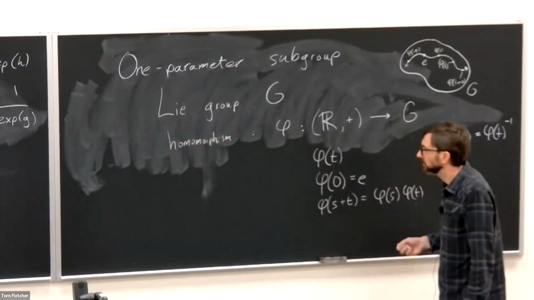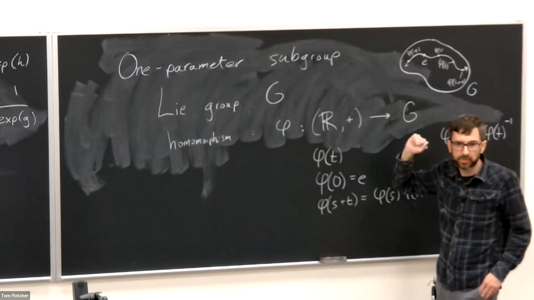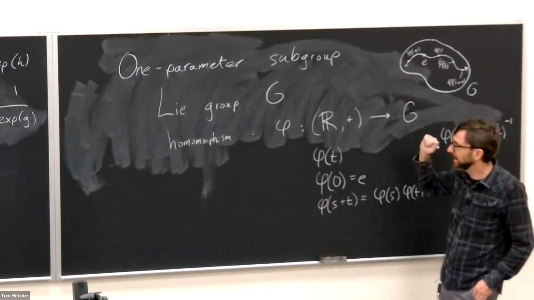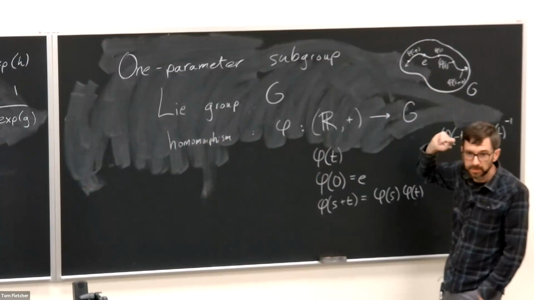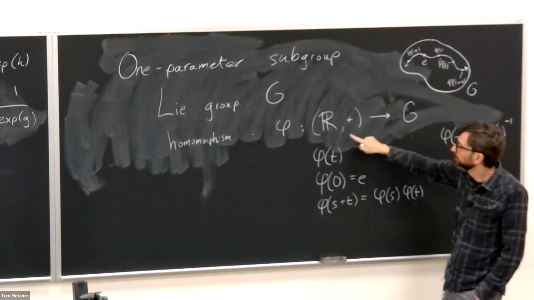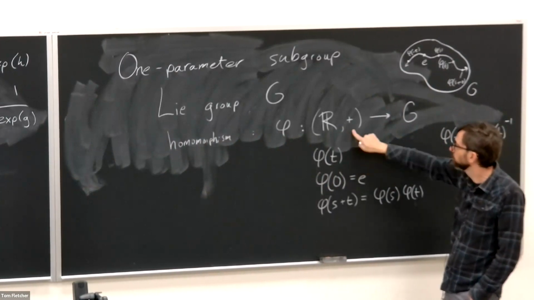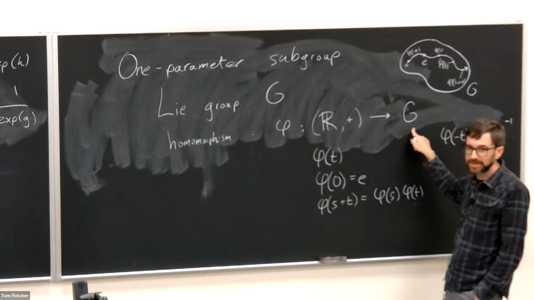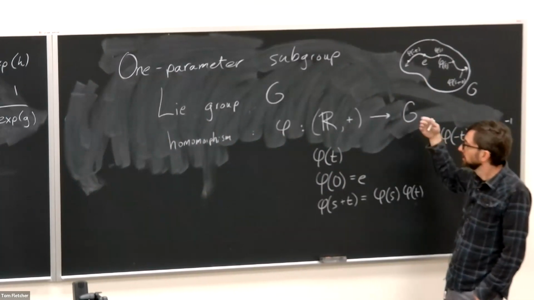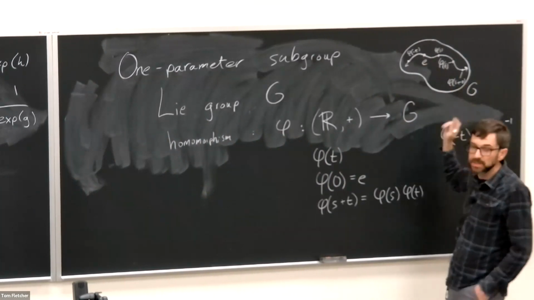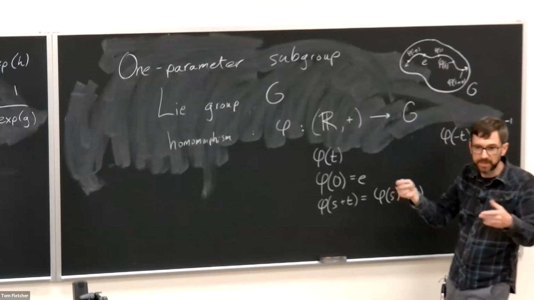Okay. So any questions about one parameter subgroups? The idea is that if you have a Lie group, and you can define a homomorphism from real numbers under addition, a basic Lie group, if you will, to your Lie group, then you have a one-dimensional smooth curve, which is a group in and of itself.